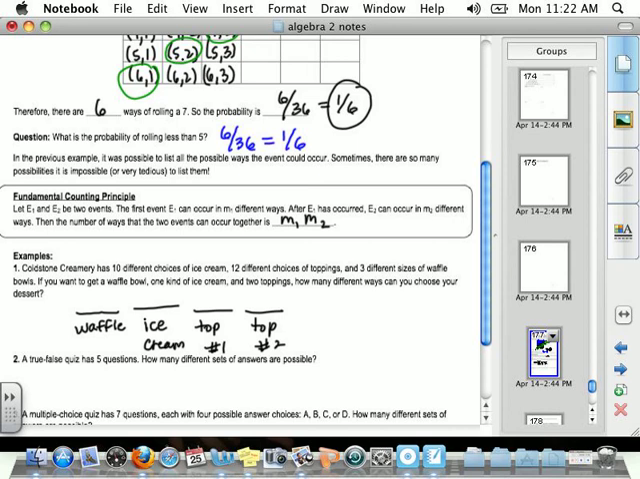So how many choices did I have for the waffle bowl? 3. How many for the ice cream? 10. How many for topping number 1? 12. How many for topping number 2? 11. That's right. I told you you couldn't pick the same thing. So the number of total possibilities I could have is 3 times 10 times 12 times 11.